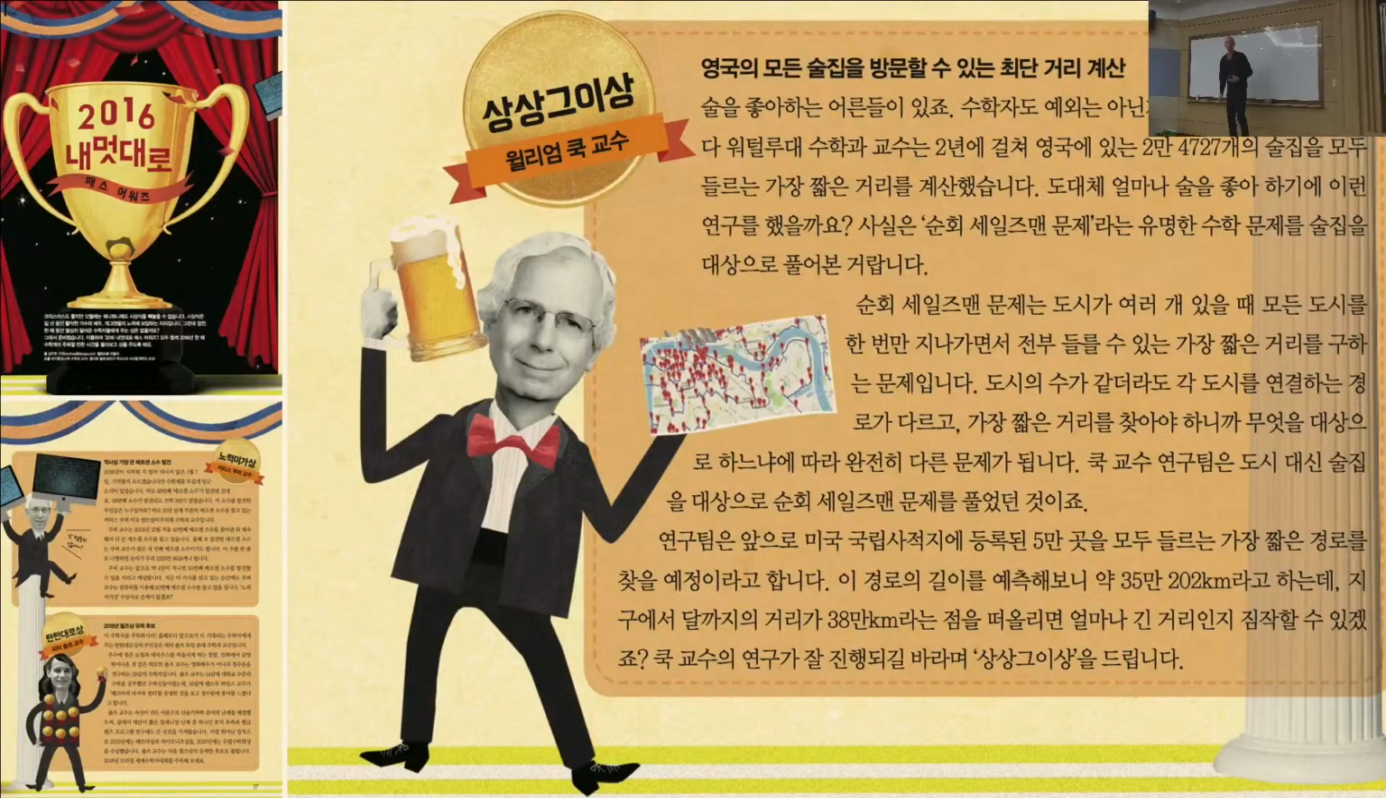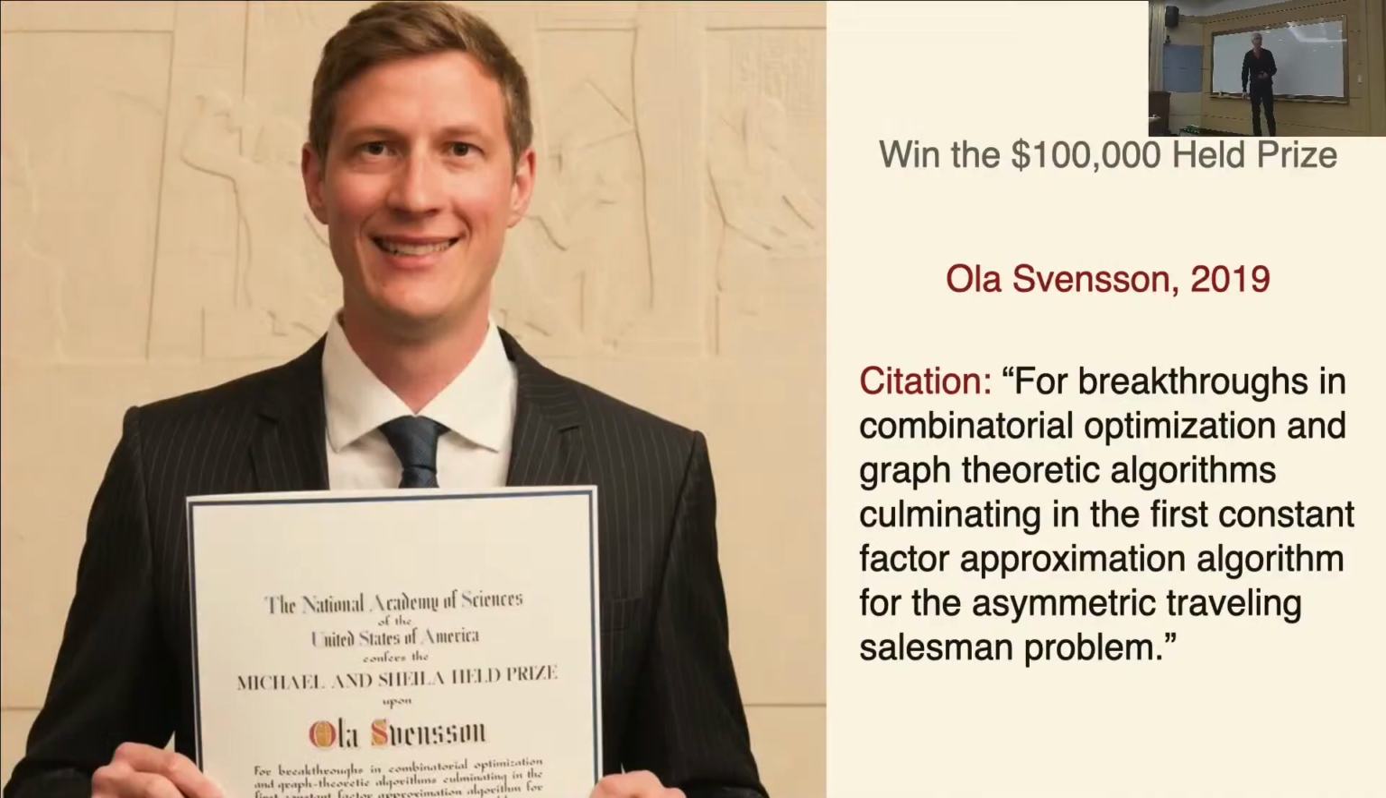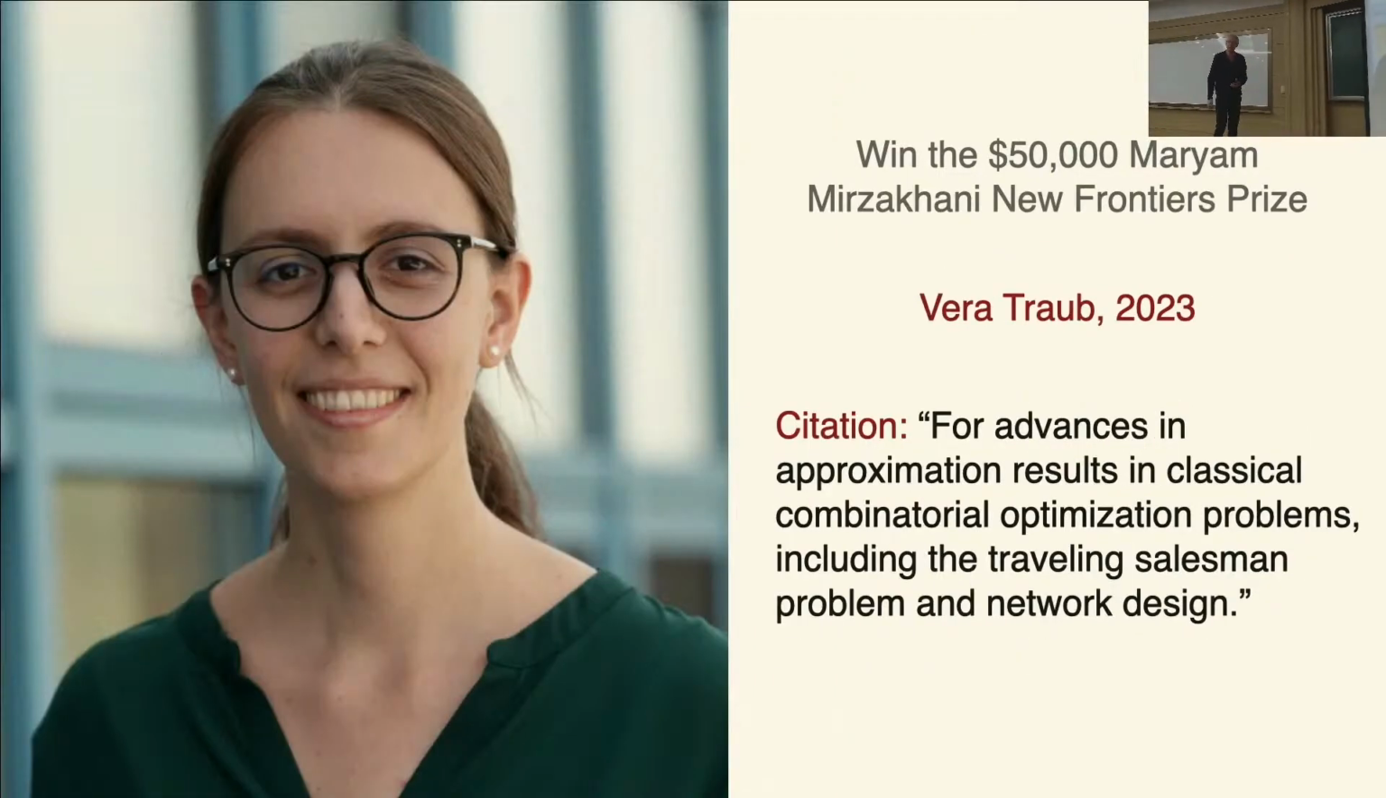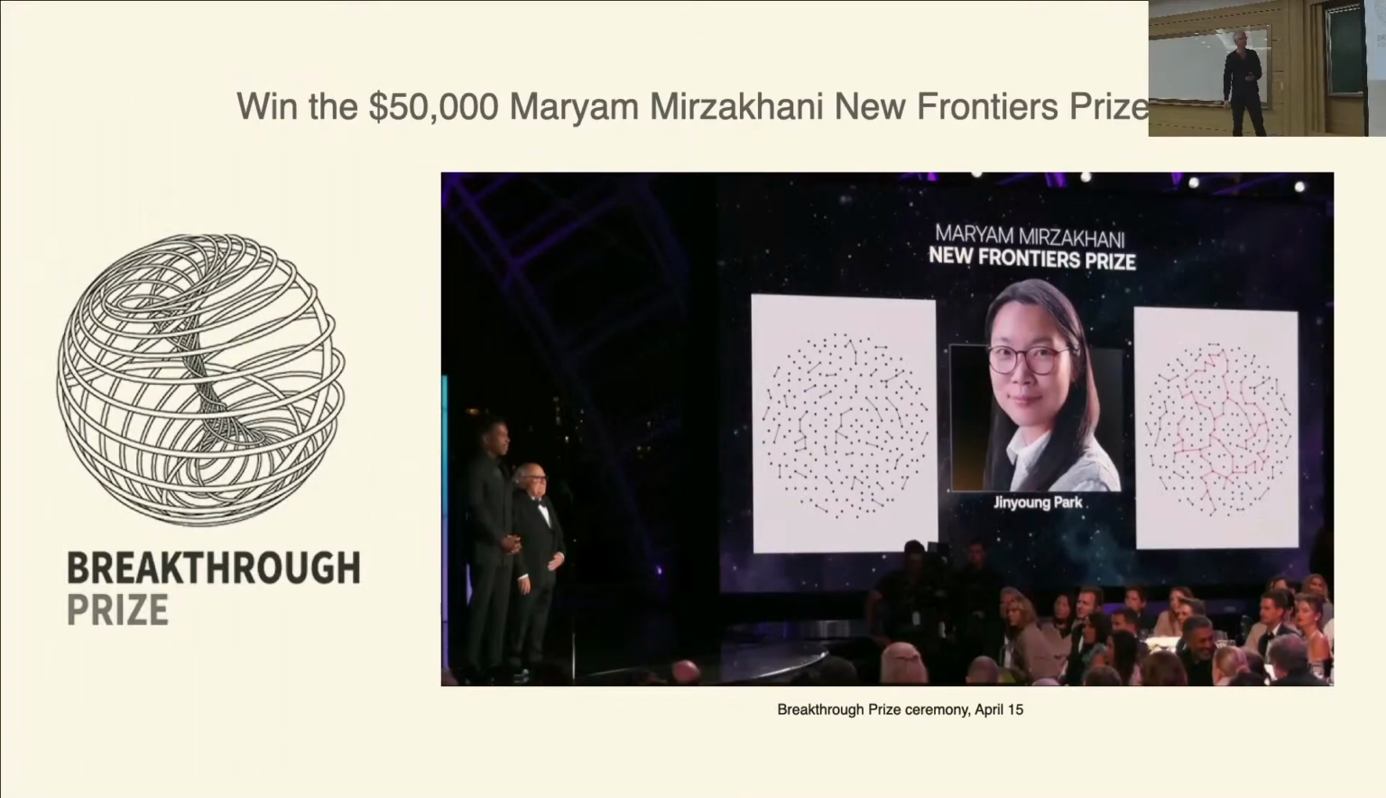That's a big award. But if you're more interested in real awards, the TSP can also help. So this is Ola Swenson, who won a $100,000 Held Prize. Actually, it's the same Held from Held-Karp. Held Prize in 2019 for his TSP approximation. But Vera Traub, last year she won the $50,000 Mayor's Economy Prize for TSP work. Now you might know that prize. That's the same one that the famous mathematician Jun-Young Park won.